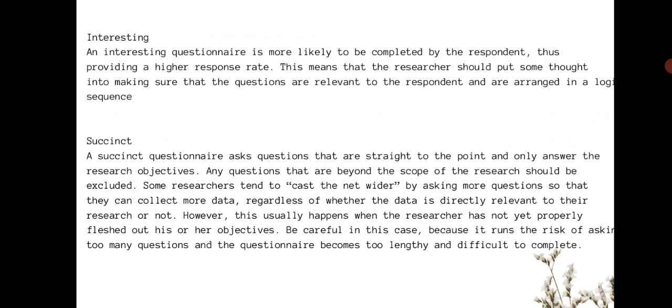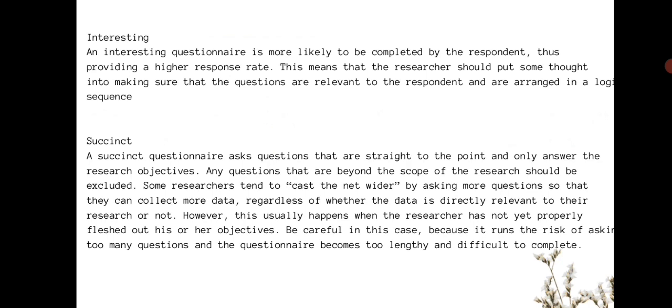Interesting. An interesting questionnaire is more likely to be completed by the respondent, thus providing a higher response rate. This means that the researcher should put some thought into making sure that the questions are relevant to the respondents and are arranged in a logical sequence.